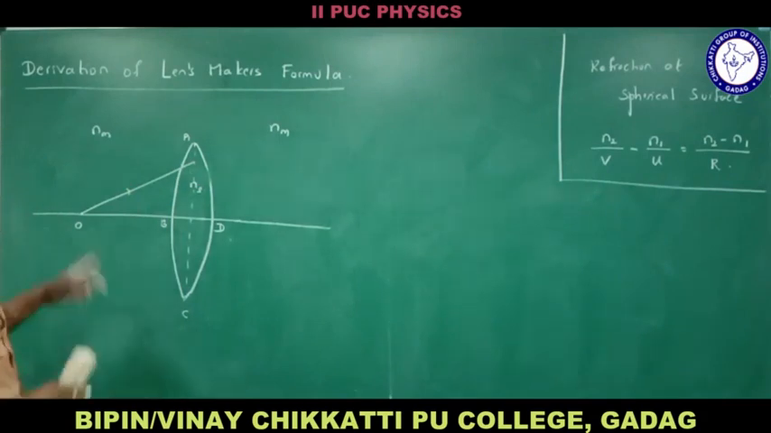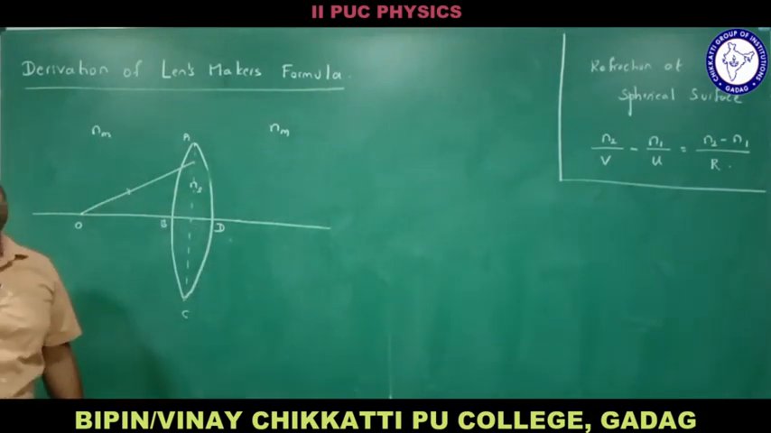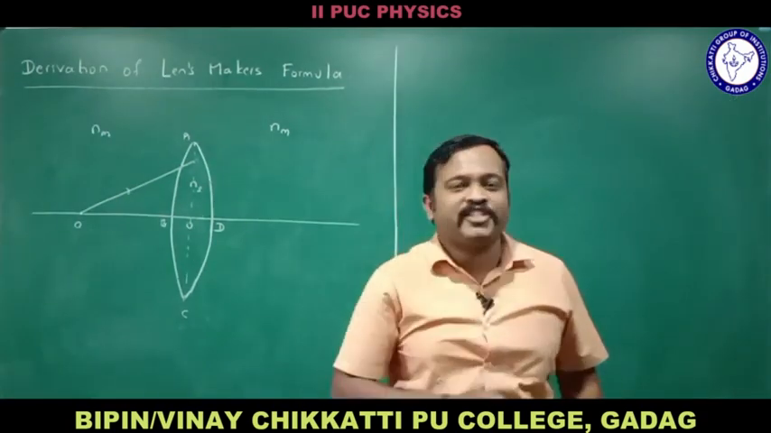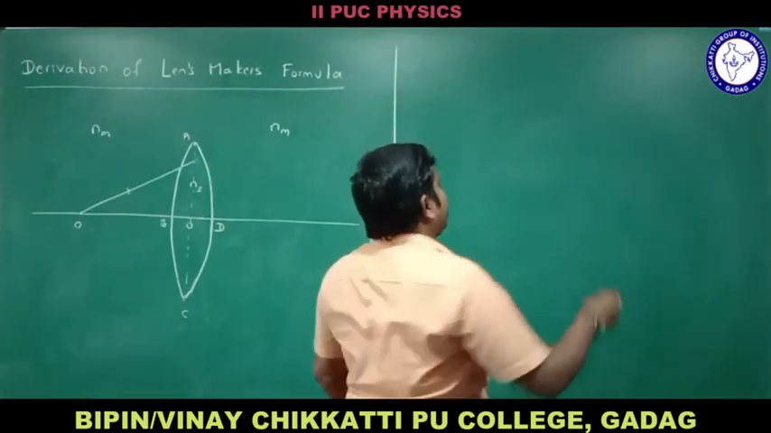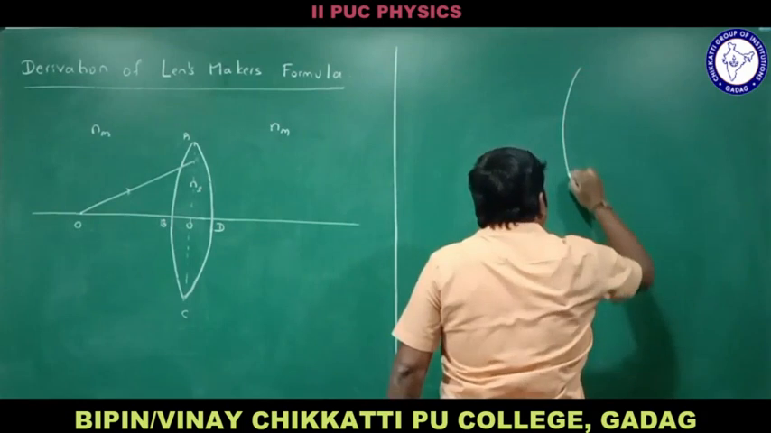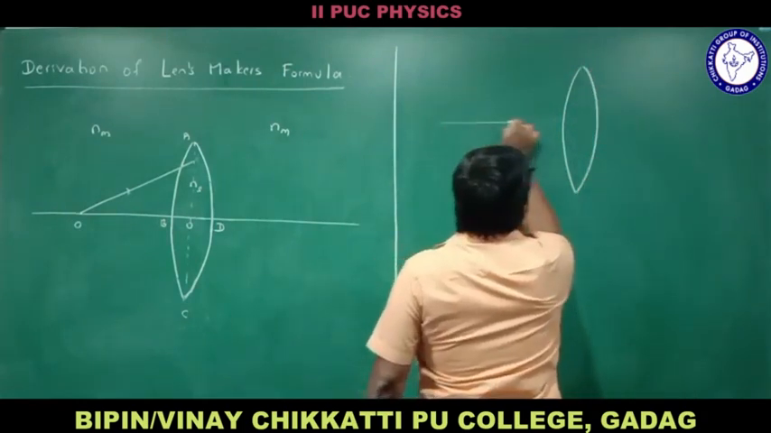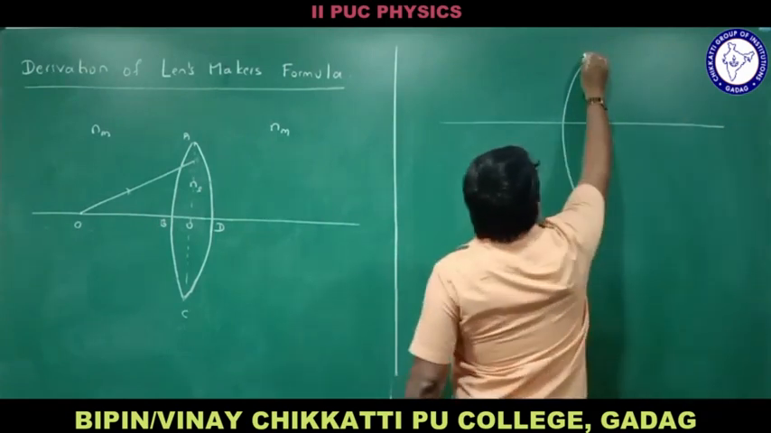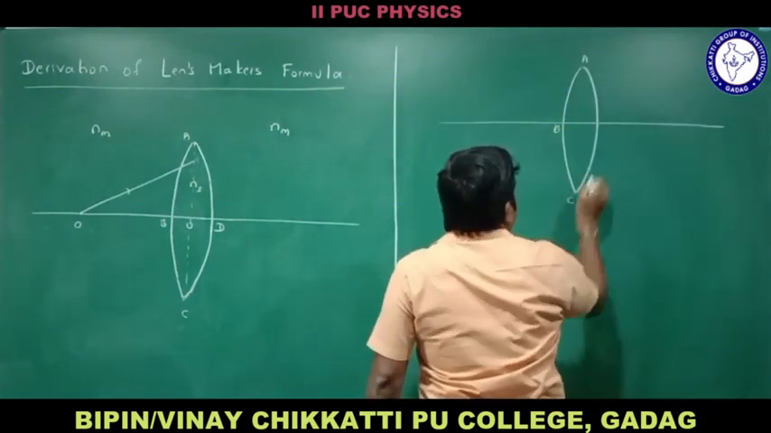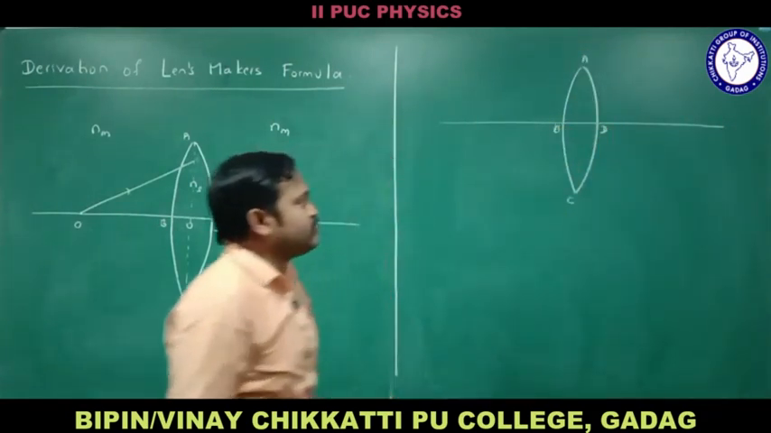A ray of light falls on the convex lens. What actually happens? Let me tell you. Now let us check it out. If I'm taking a convex lens like this, it is made up of two spherical surfaces, and this is the principal axis. Let me take ABC as the first spherical surface and ADC as the second spherical surface.